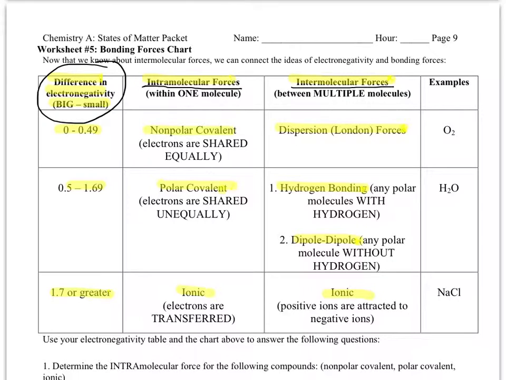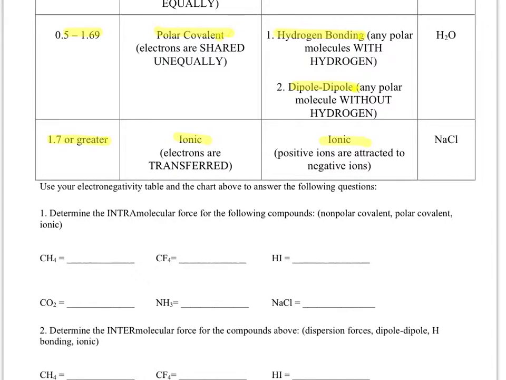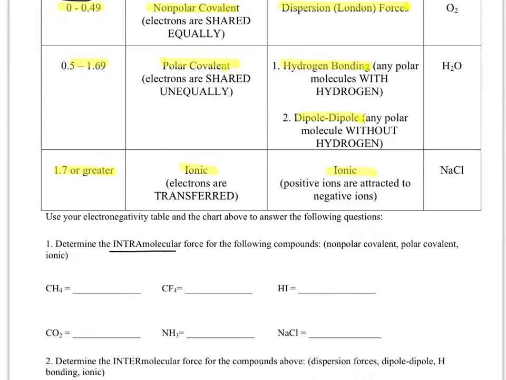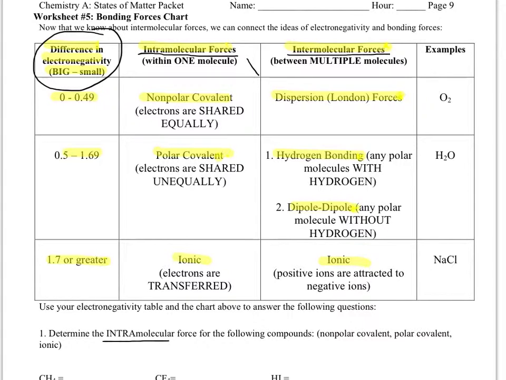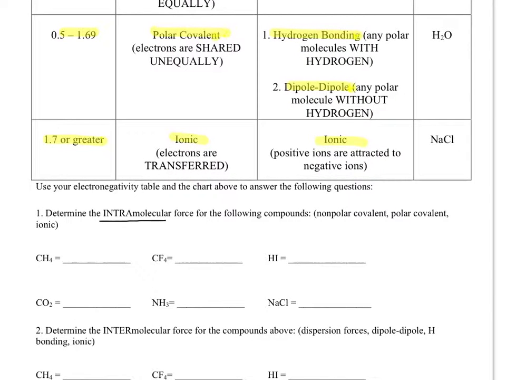So let's go ahead and look at some of the problems. We'll do a couple together and you'll finish the rest on your own. Question 1, for all of the molecules that it gives you, it wants to know the intramolecular force. So for question 1, we're going to be looking at this column here. Let's use CH4 as our example. If you look back at worksheet 3, you can see that carbon has an electronegativity of 2.5 and hydrogen has an electronegativity of 2.1.